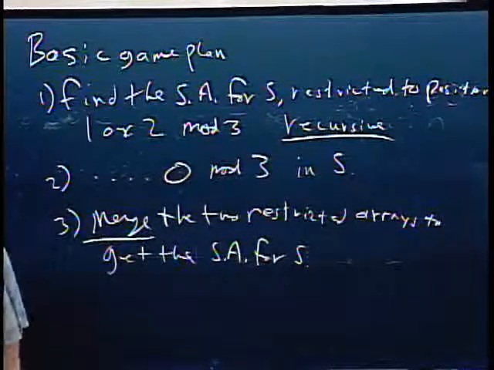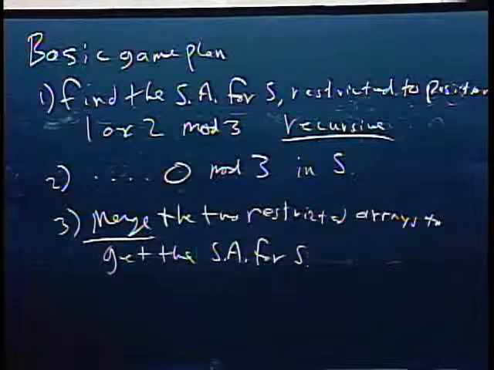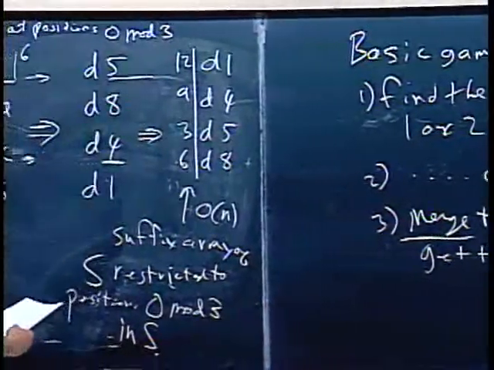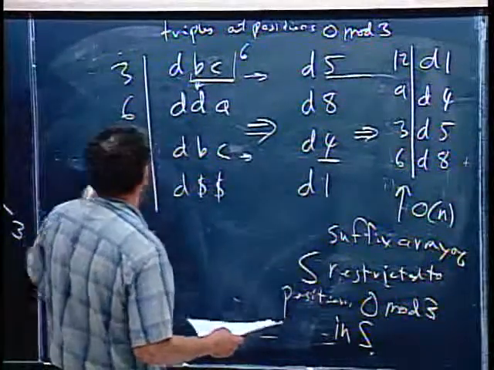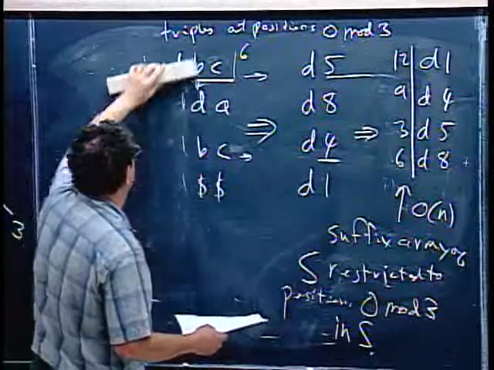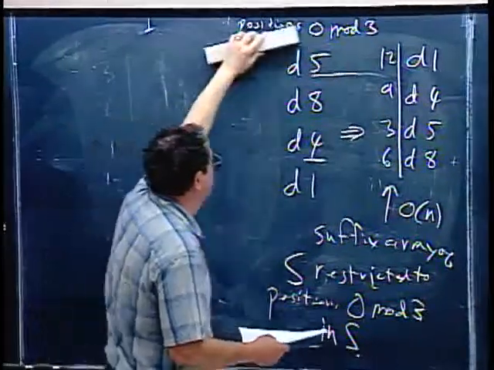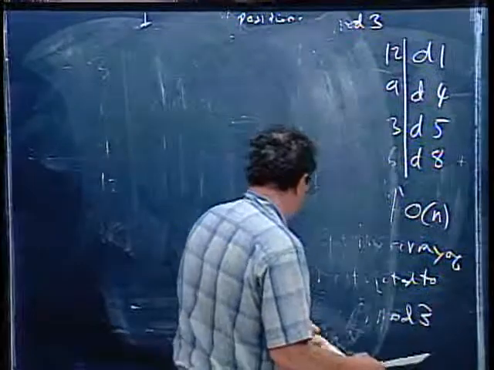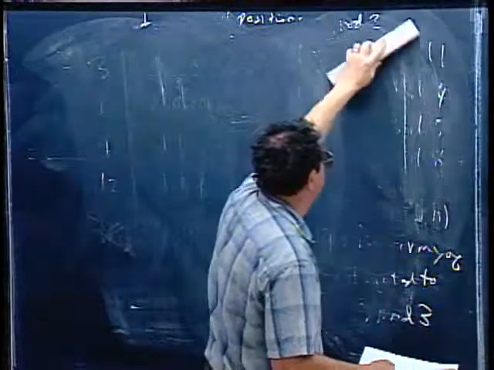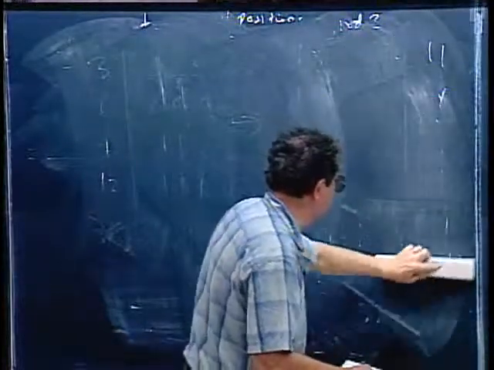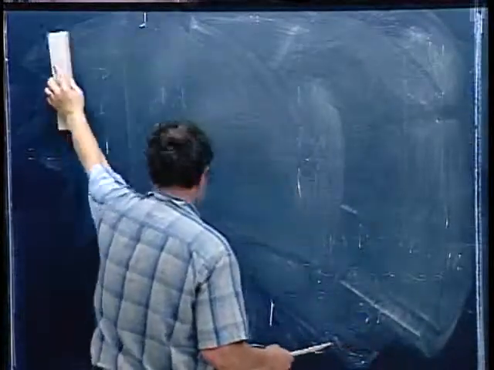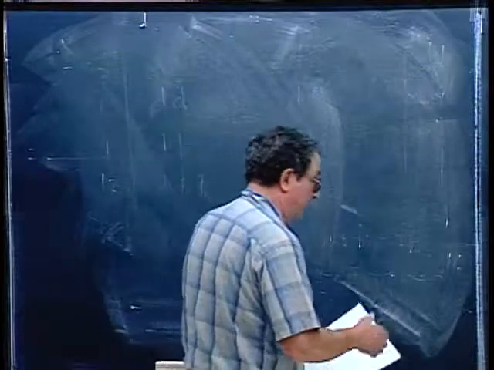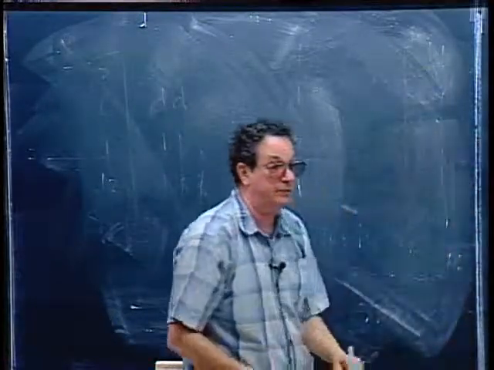Now my biggest question is, what do I do? Well, let's just do it on this board. So this was all about how we're going to find the suffix array of S restricted to position 0 mod 3, and we've done that. So now I have the suffix array of S restricted to positions 1 and 2 mod 3, and the ones at 0 mod 3.